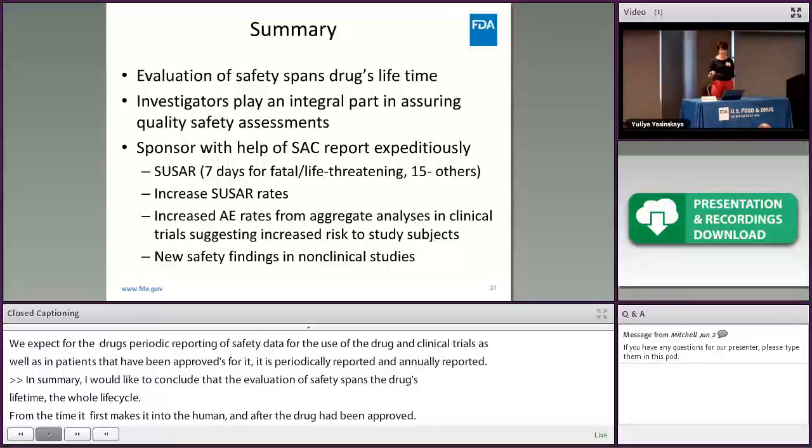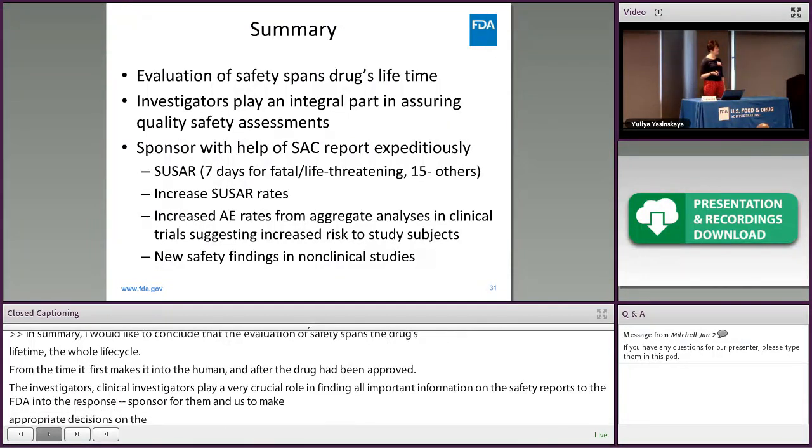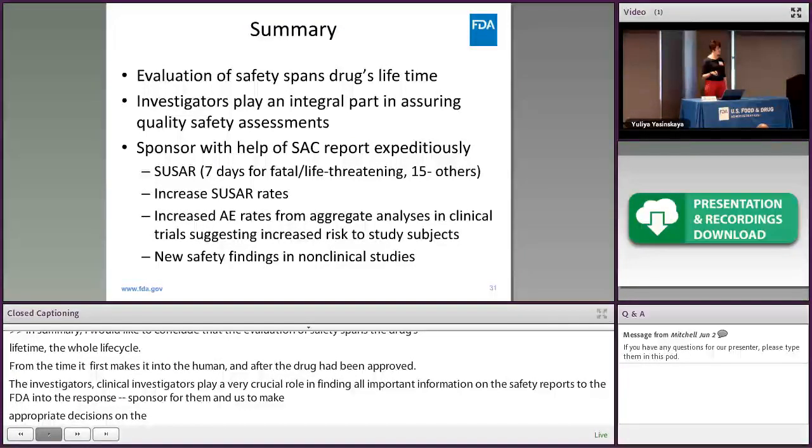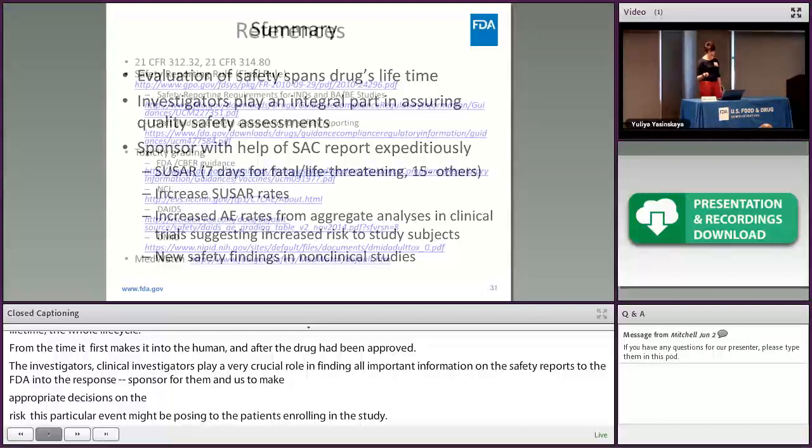And the sponsor, with the help of the Safety Assessment Committee, will be able to report to us serious, unexpected, suspected adverse reactions, and any increase in suspected adverse reaction rates, as well as increased adverse event rates that potentially might pose risk to the patients and study subjects, and any new safety findings from non-clinical trials.